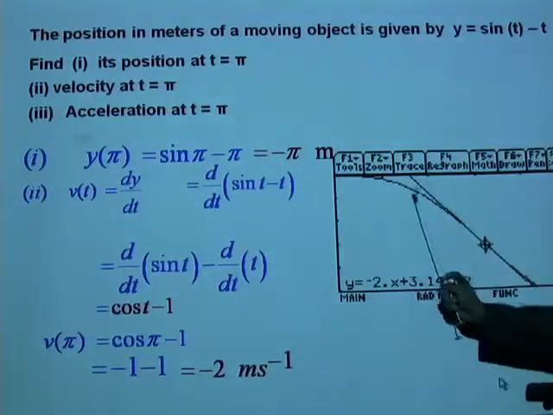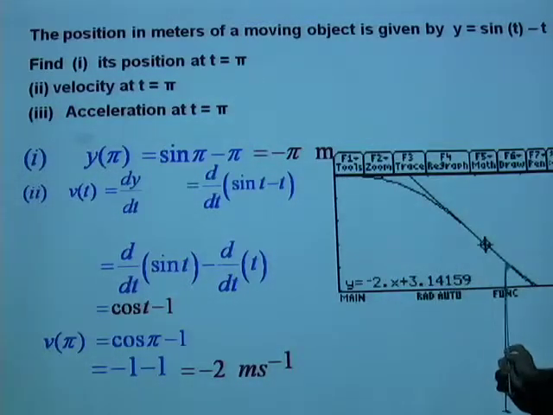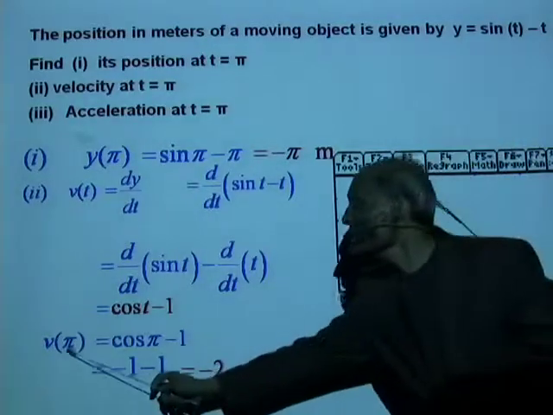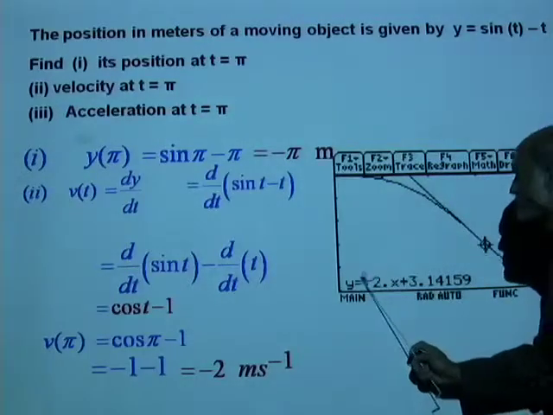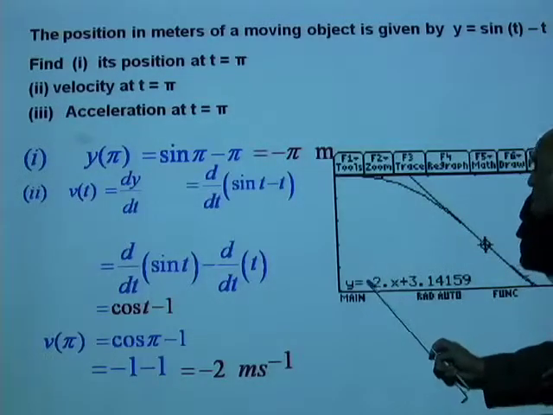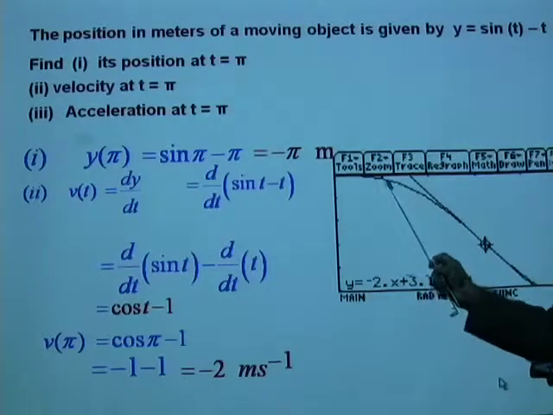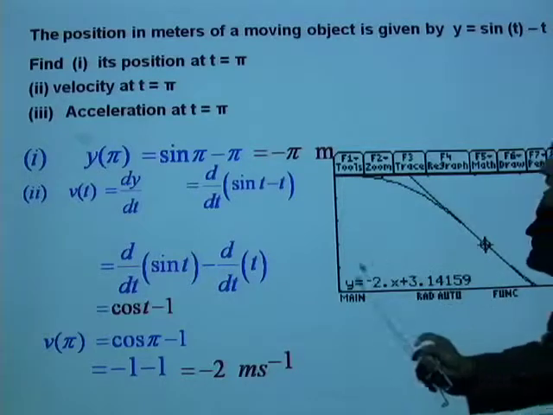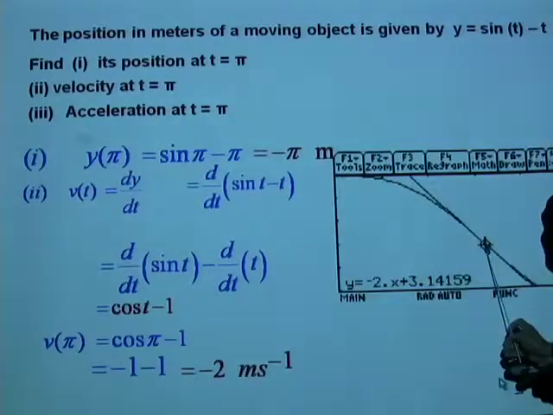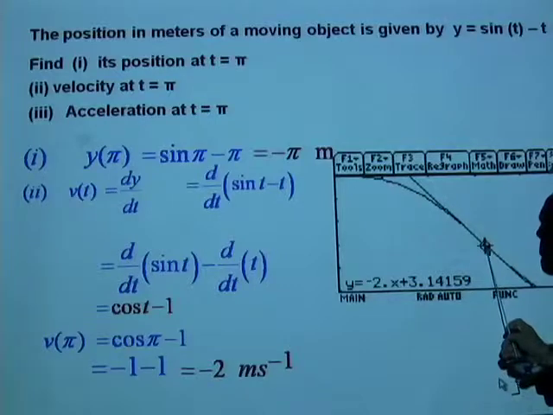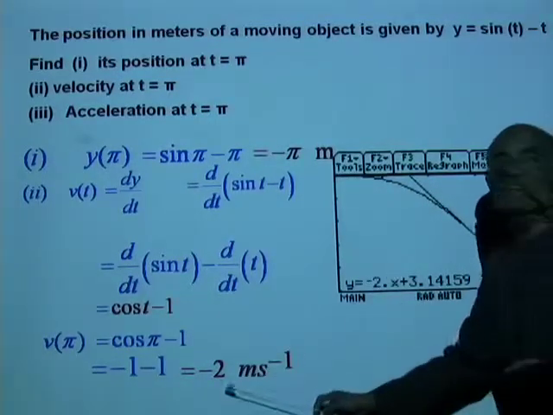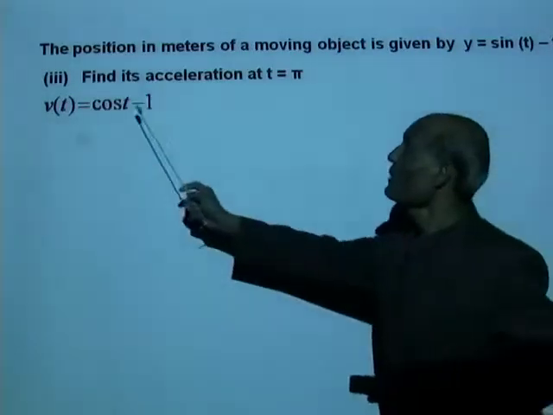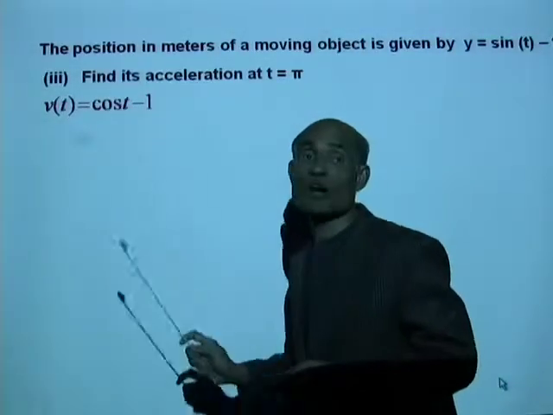Now here I have the graph of the position function, and I have drawn the tangent line at t equal to pi, and it gives you a slope of negative 2. This is the position function graph, and that is the derivative at t equal to pi. That means the slope of the tangent line at that point gives you the velocity at that point. All right. Now, we got the velocity function as cos t minus 1.